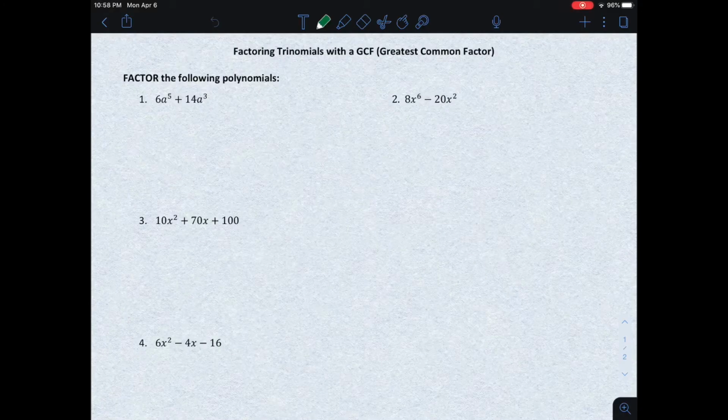Hello, Algebra 1. Today we're going to revisit the topic of factoring trinomials, except this time our trinomials will have a GCF that is not equal to 1. Let's go right into our first example.